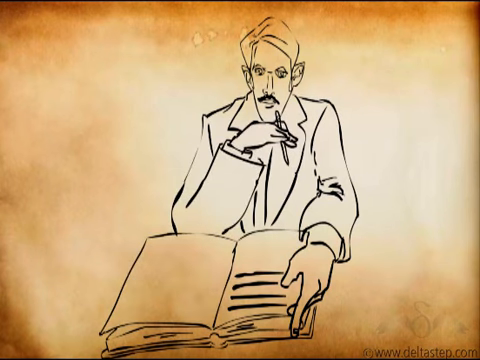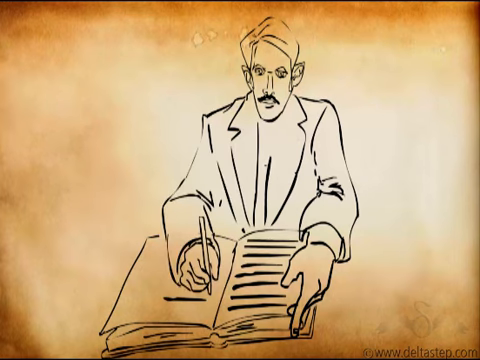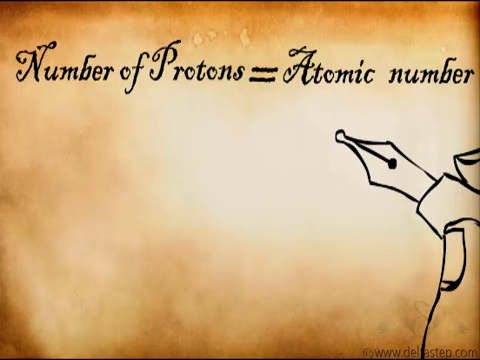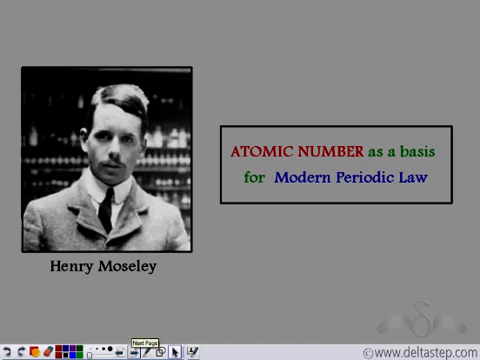He was the first scientist to calculate the number of protons in any atom. Number of protons is the atomic number for an element. Henry Moseley was the first scientist to calculate the atomic number for any given element. He believed that atomic number is a more fundamental property of any element rather than its atomic mass. So he used atomic number to classify the elements in his table.